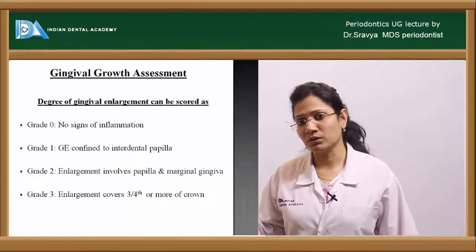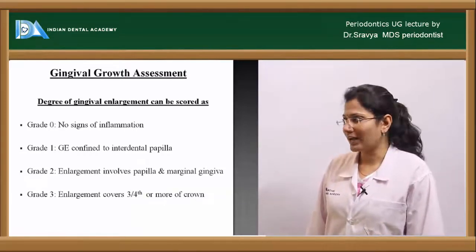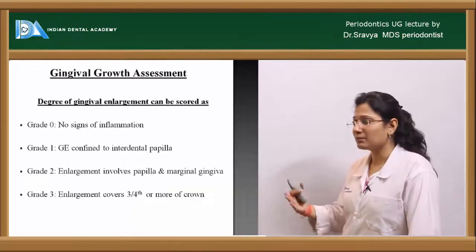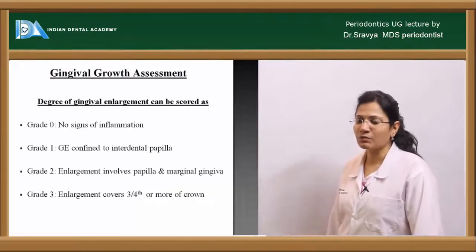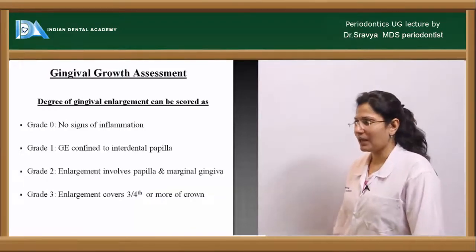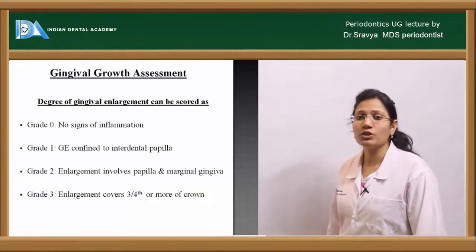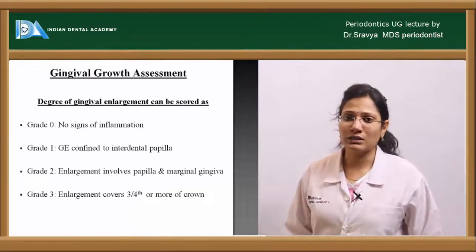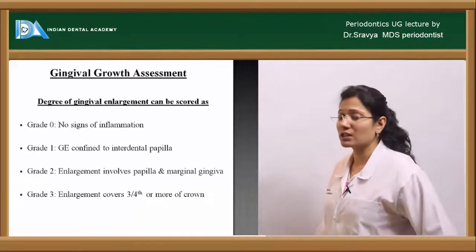Now let's go into how you assess this. Let's go into the slide showing how we assess gingival overgrowth. The degree of gingival enlargement can be scored by a scoring system given by Bokenkamp, who said you can grade the gingival enlargement from 0 to 3. If you want to score it as grade 0, then you should have no signs of inflammation or no signs of enlargement.